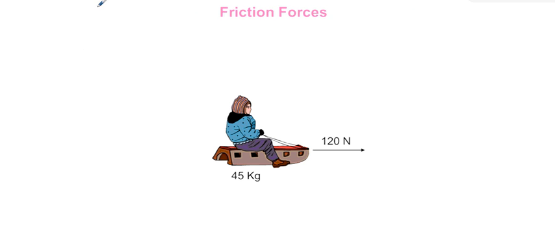If we look at what's going on, we can bring objects down to Earth, in the case of a sled here. And we have a boy, and the boy has a mass of 45 kilograms. Let's say we have an applied force of 120 newtons here. So again, the inertia is 45 kilograms. Applied force is 120 newtons.